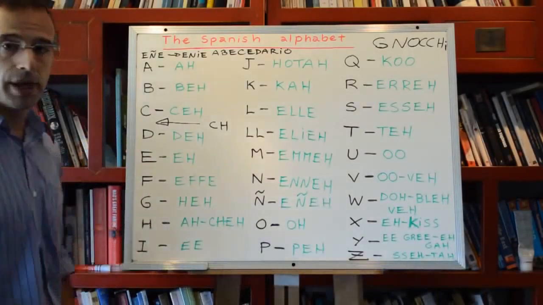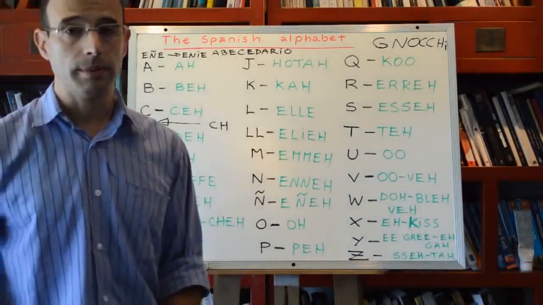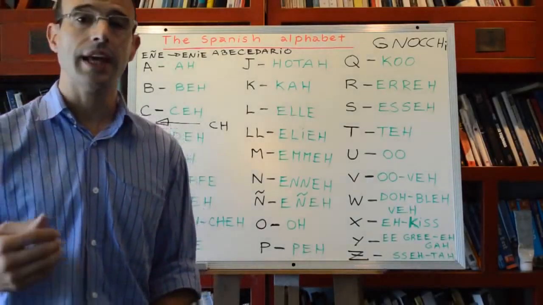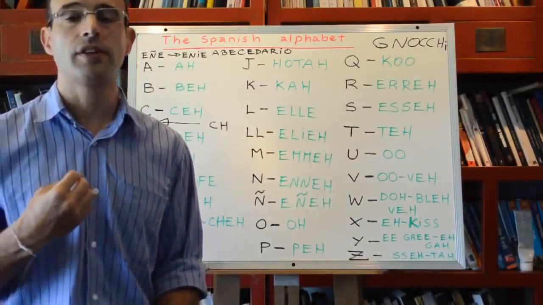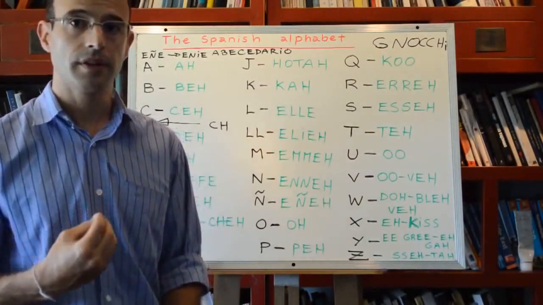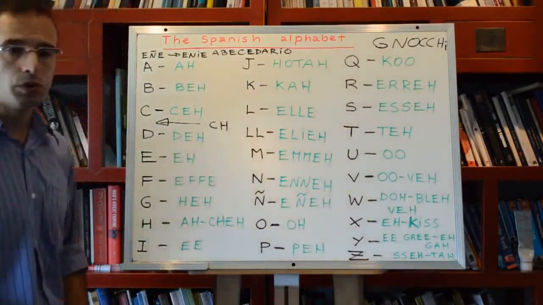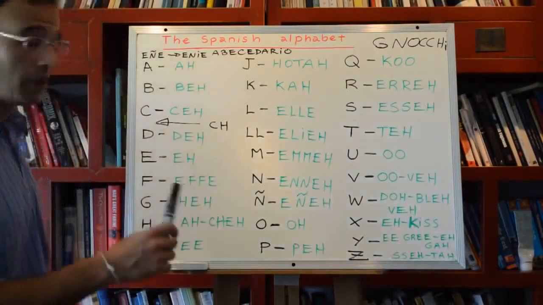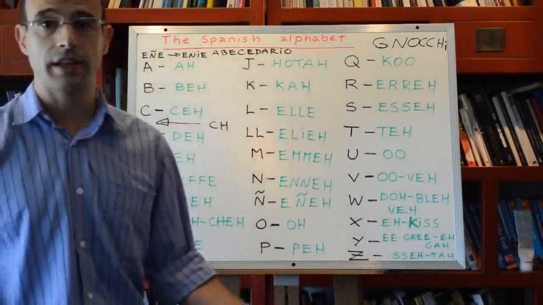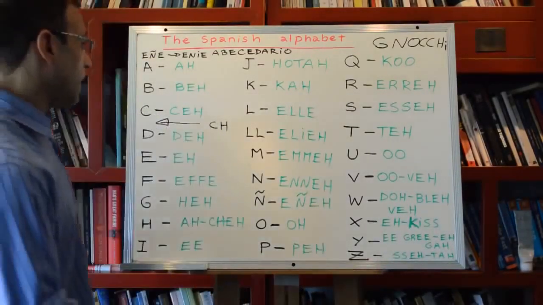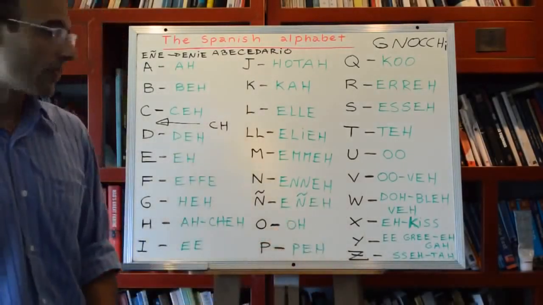The letter H in Spanish is mute, and I mean totally mute, not like in English, where H is pronounced like a soft exhalation. In Spanish it is totally mute, with the only exception of CH, where it is pronounced like in English, "ch". X is "equis".